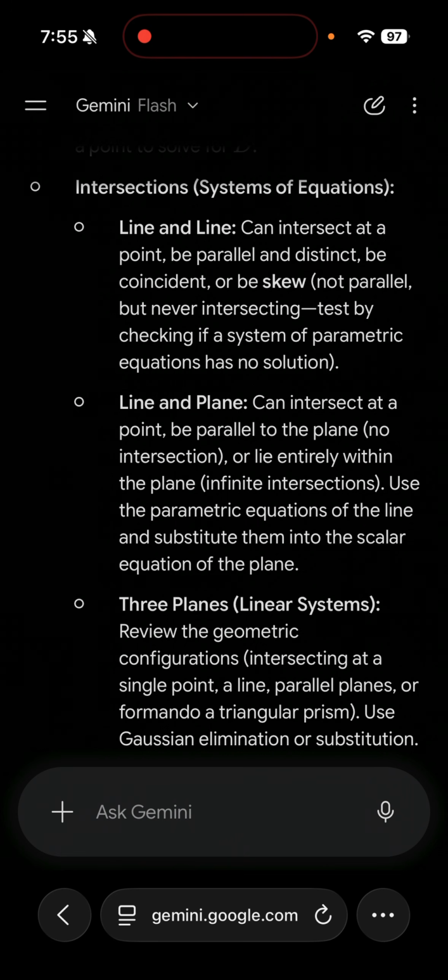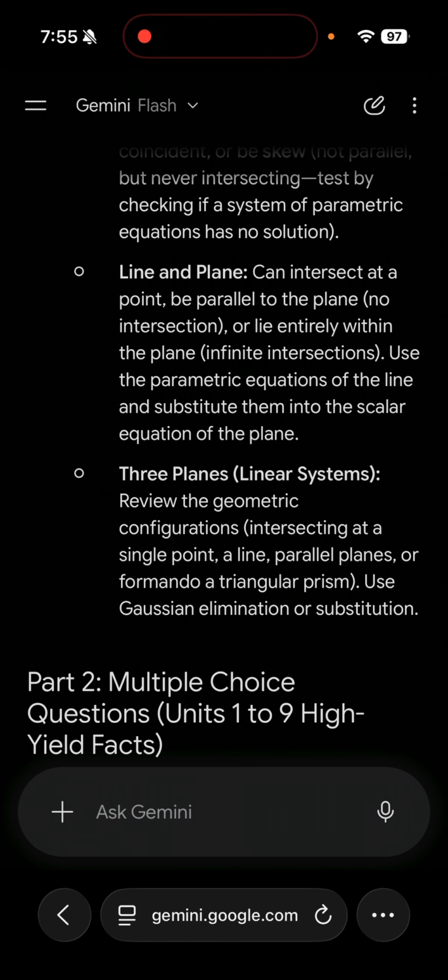Intersection, system of equations. Line and line can intersect at a point, be parallel and distinct, be coincident, or be skew, not parallel but never intersecting. Test by checking if the system of parametric equations has no solution. Line and plane can intersect at a point, be parallel to the plane with no intersection, or lie entirely within the plane with infinite intersections. Use the parametric equations of the line and substitute them into the scalar equation of the plane.